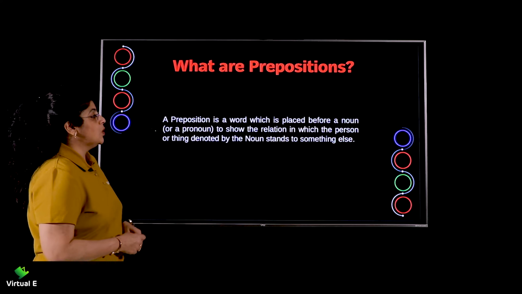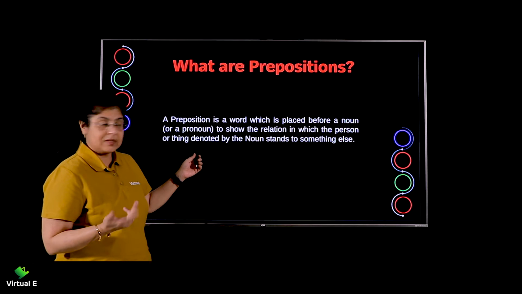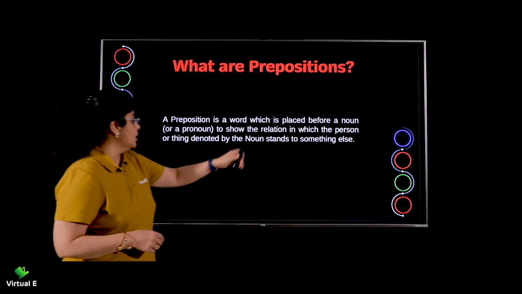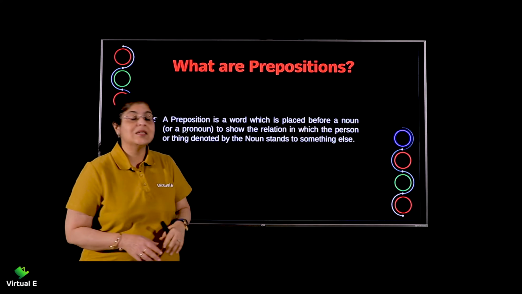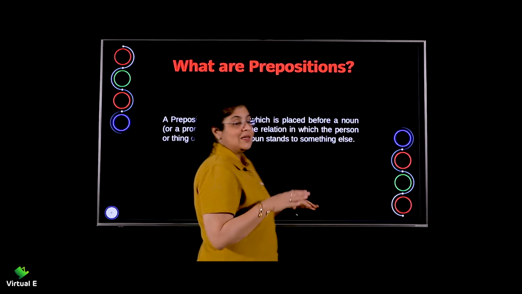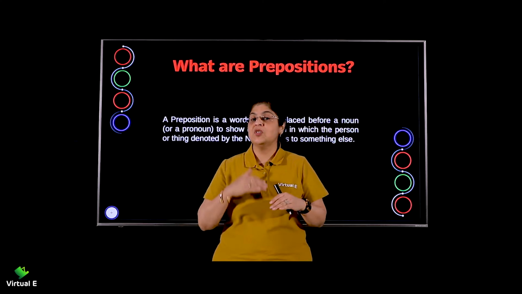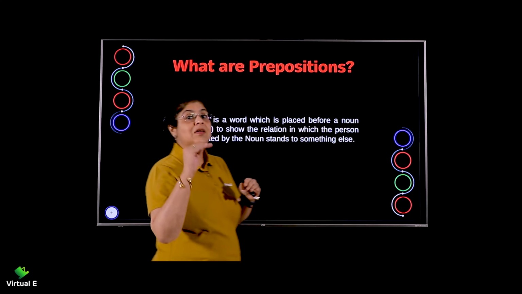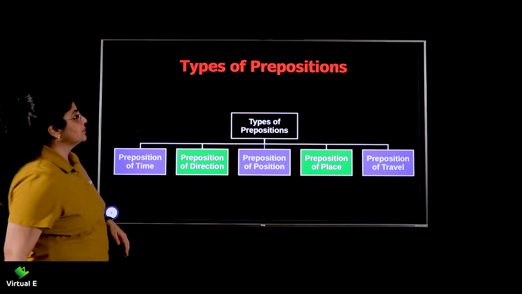A preposition is a word which is placed before a noun or a pronoun to show the relation in which the person or the thing denoted by the noun stands to something else. So when I say the cat is sitting under the table, it is giving you the relation between the cat and the table, right? The position of the cat relating to the table. This is what a preposition is.